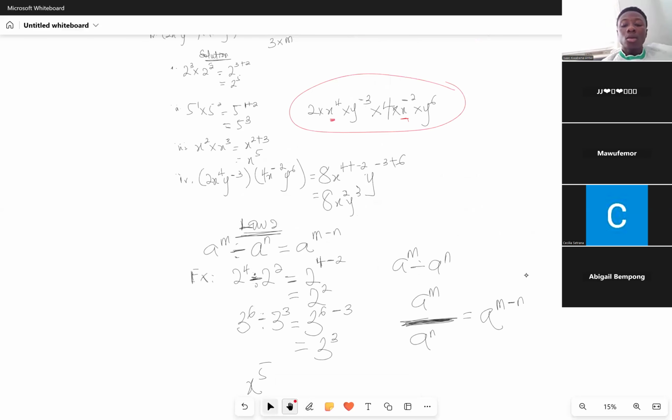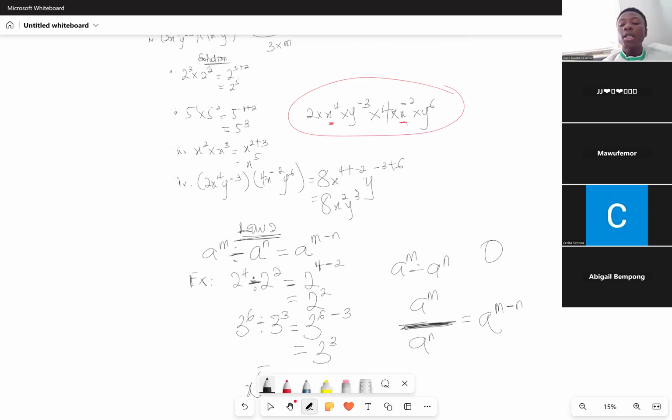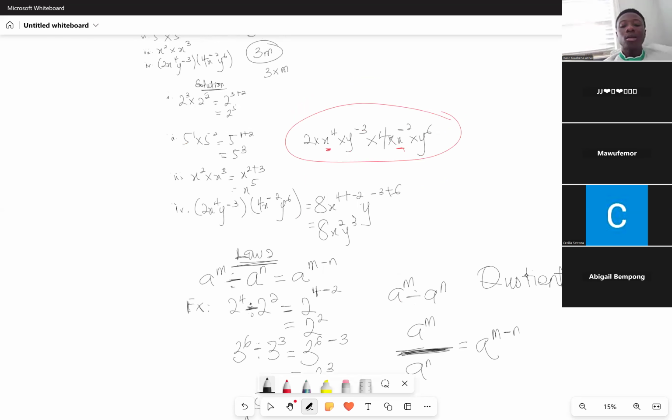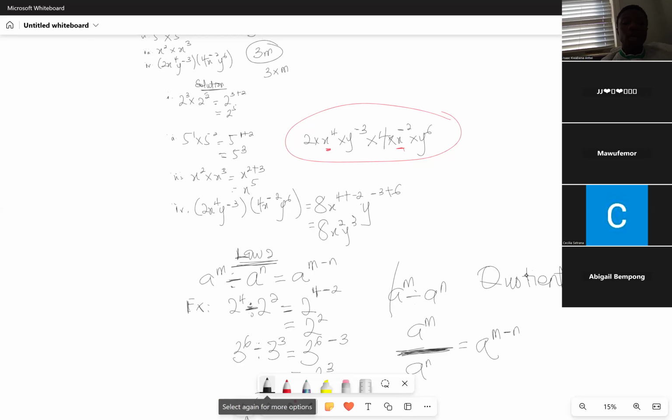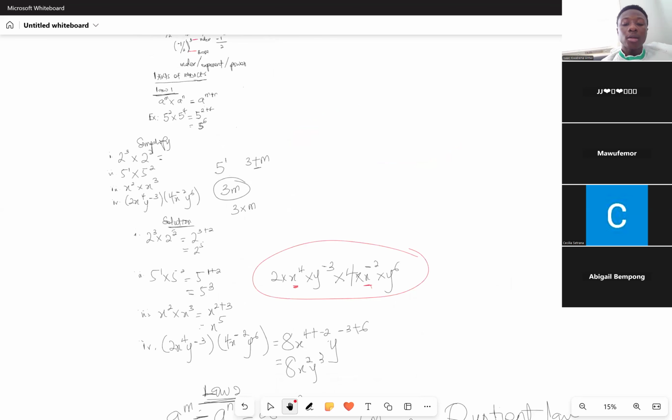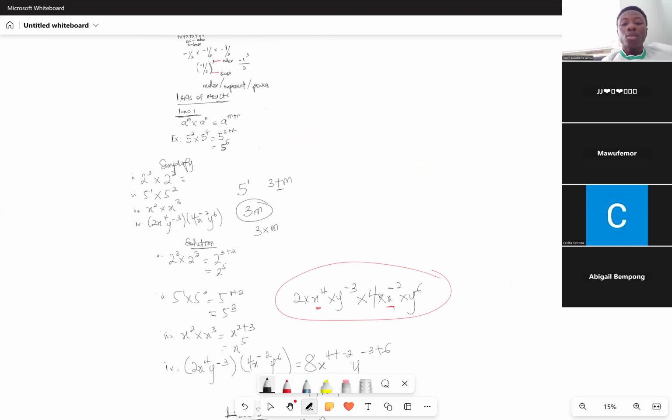The second law is called the quotient law. It's important you know these. You can't be good in math and lack certain math terminology. Quotient is coming from the division symbol. So the quotient law, and the first law we just said is called the product law because they are multiplying.